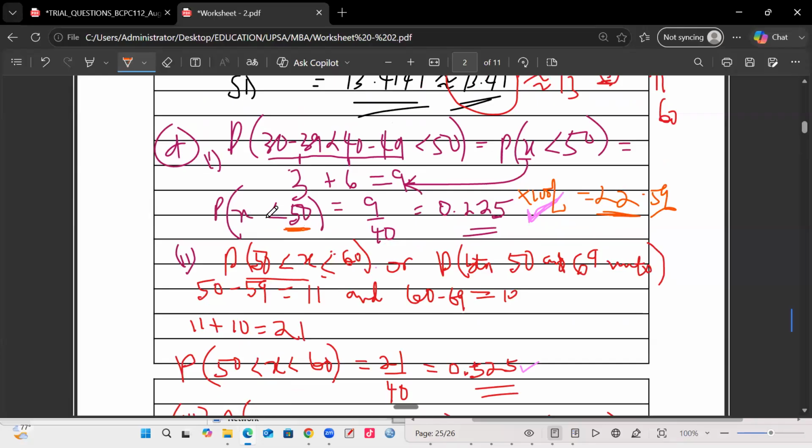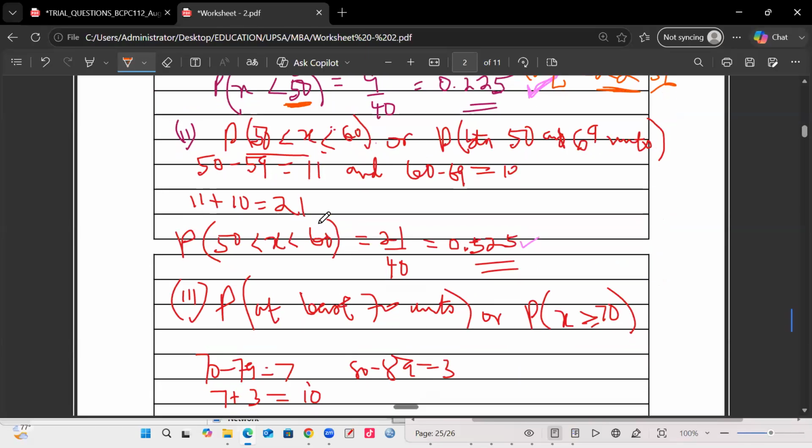Because here it is fewer than 50, or less than 50, or you can say below 50, lower than 50. So we will say that 22.5% of the workers perform below or produce below 50 units. Do you understand it? Yes, sir.